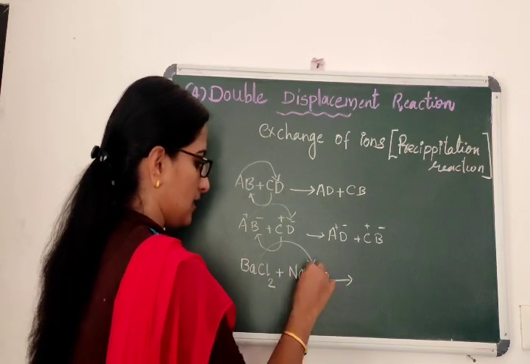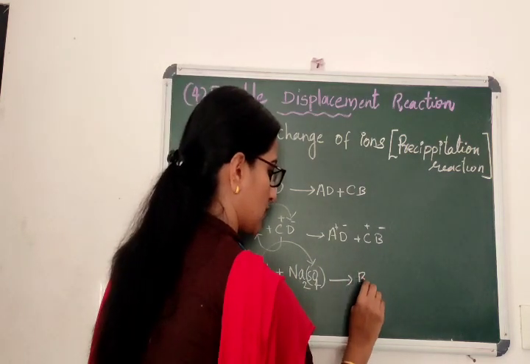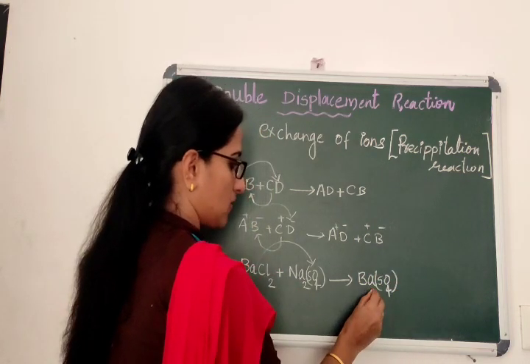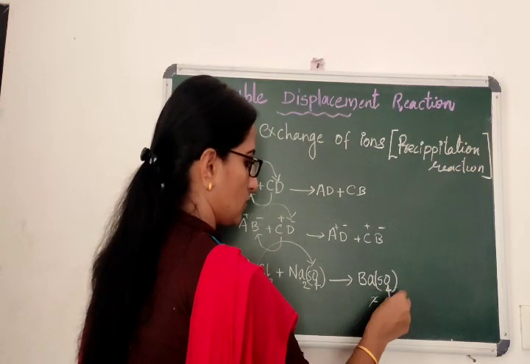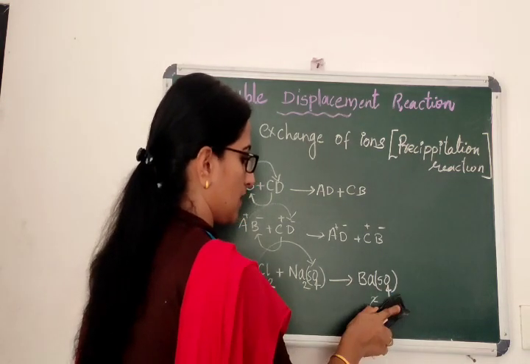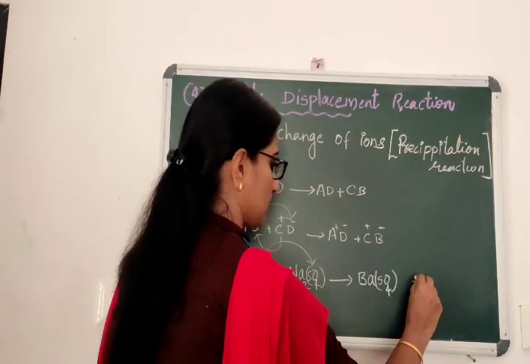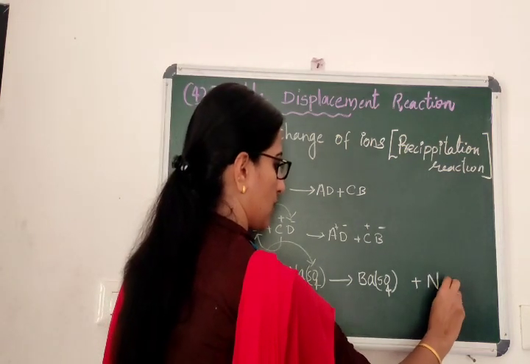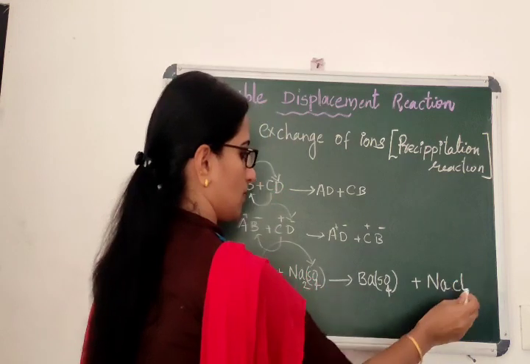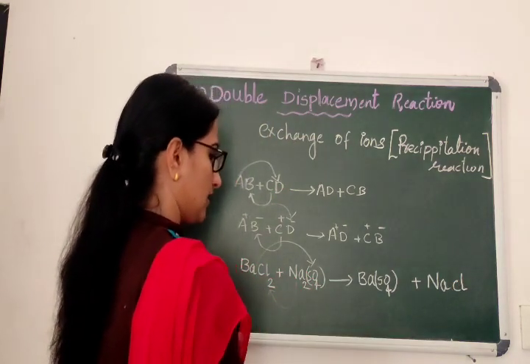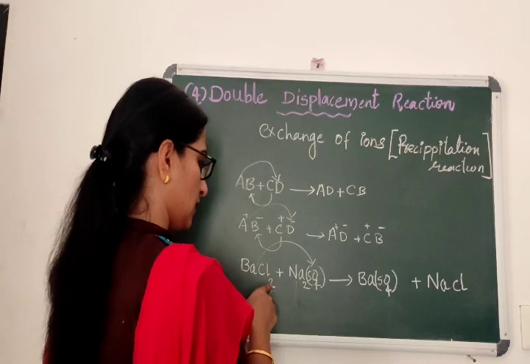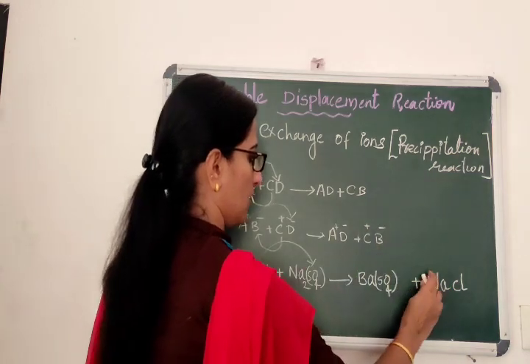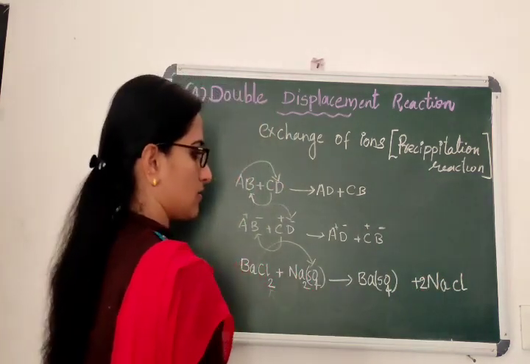How does the exchange of ions take place? Here barium and sulfate. How is barium sulfate formed? BaSO4. Valency of barium is 2, valency of sulfate is 2. Both cancel, so finally it is BaSO4 plus. Next it is sodium and chlorine. So sodium chloride is NaCl. Both have valency 1, so NaCl. Is it balanced? No. Here it is 2 chlorine, here it is 2 sodium. Here it is 1 chlorine and 1 sodium. So multiply with 2. Now it is balanced.